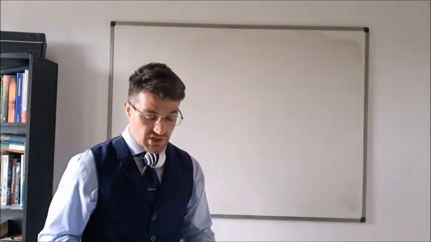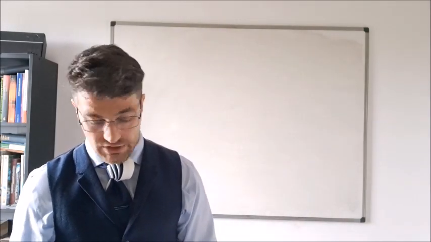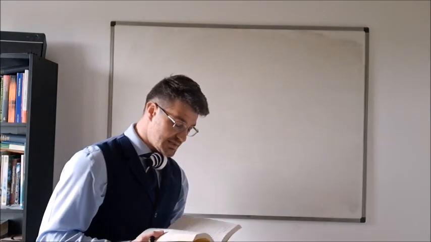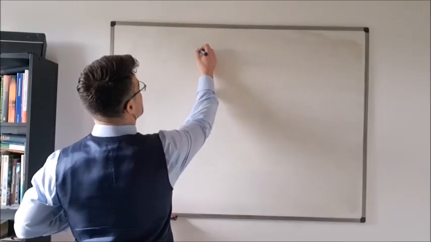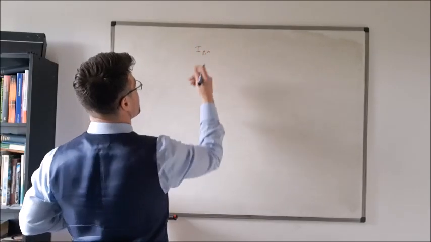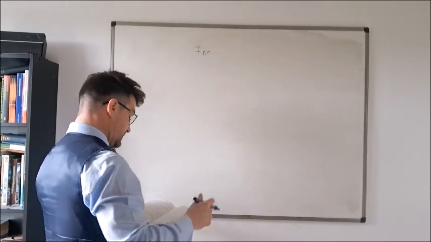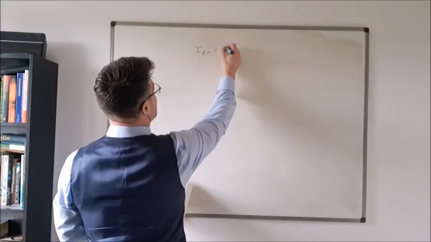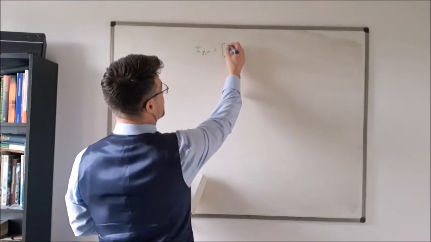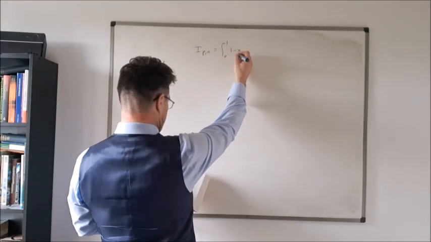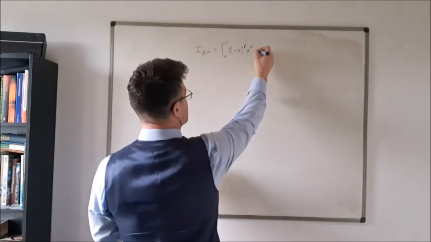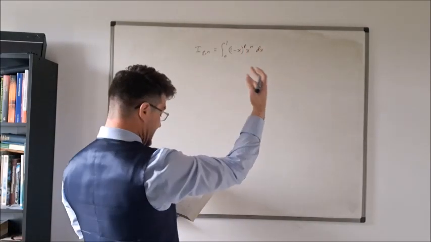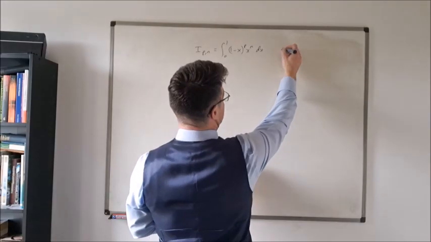So question number 3. Given that I_n of P is equal to the integral from 0 to 1 of (1 minus x) to the power of p, times x to the power of n, dx, and p and n are greater than or equal to 0.